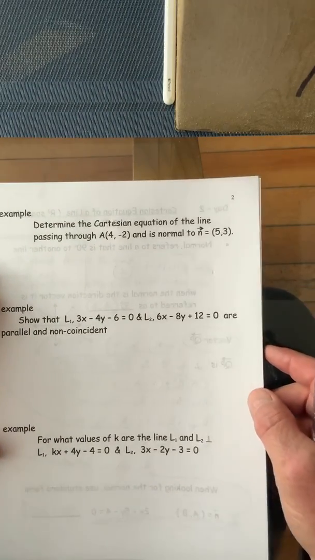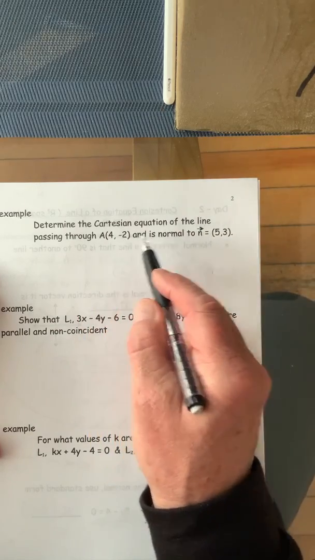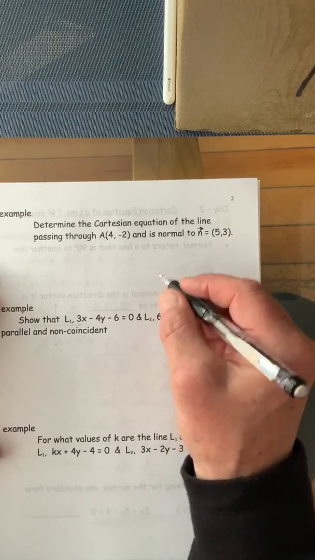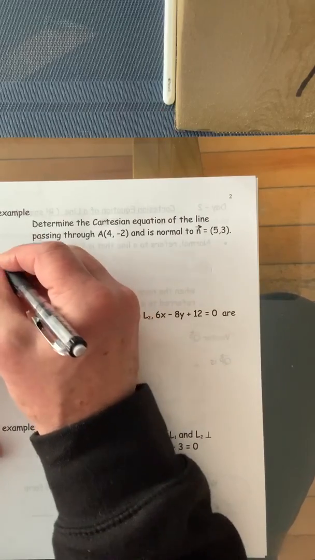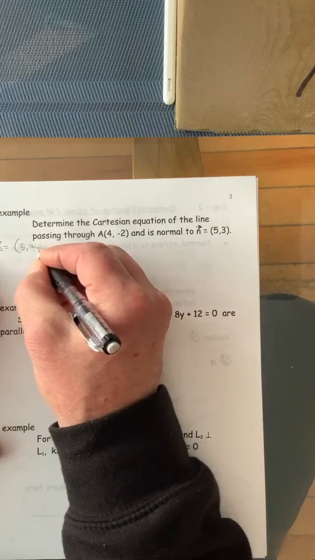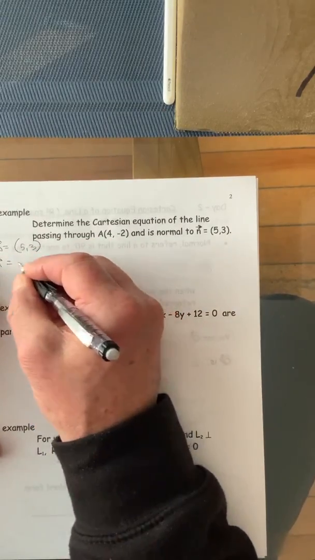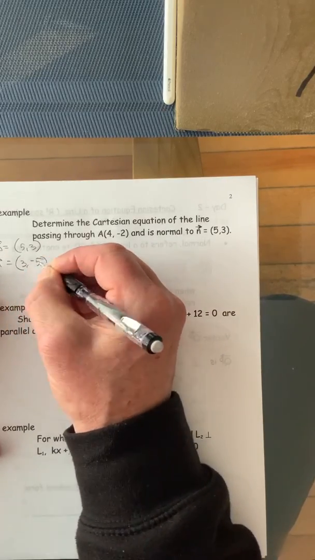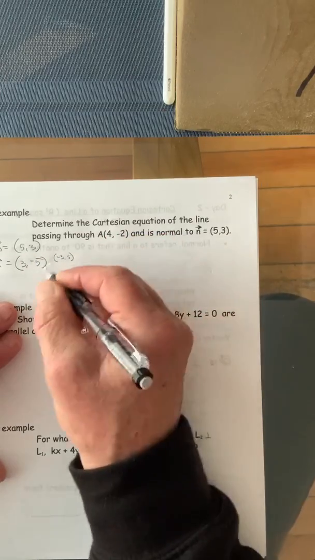Let's do some exercises. Determine the Cartesian equation of a line passing through these two points. There are two methods to do it. Method 1. N equals (5, 3). That means m will be 3, negative 5, the negative reciprocal. You could have used negative 3, 5. It makes no difference. They're the same thing.